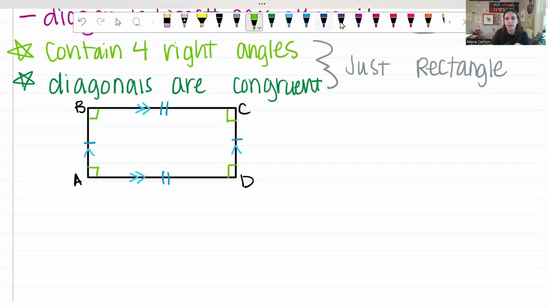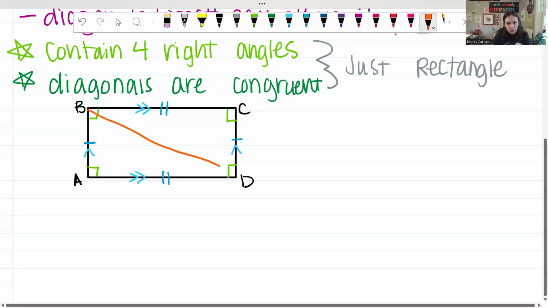All right, now let's talk about the diagonals. And I'm going to draw diagonals here, BD and AC, and they intersect at point E. And we know that the diagonals of a parallelogram bisect each other. So AE is congruent to EC and BE is congruent to ED.